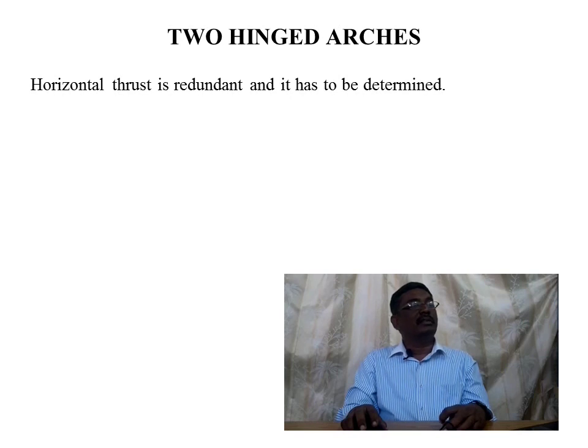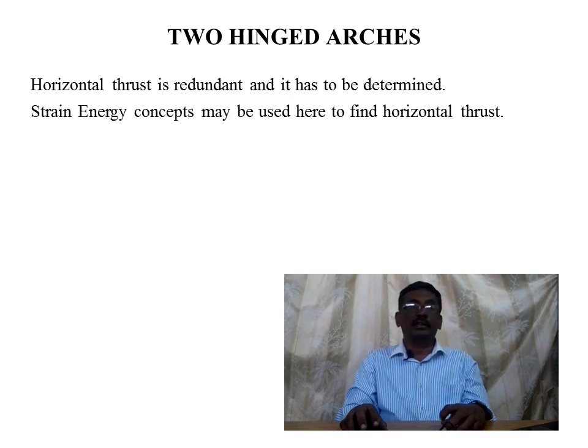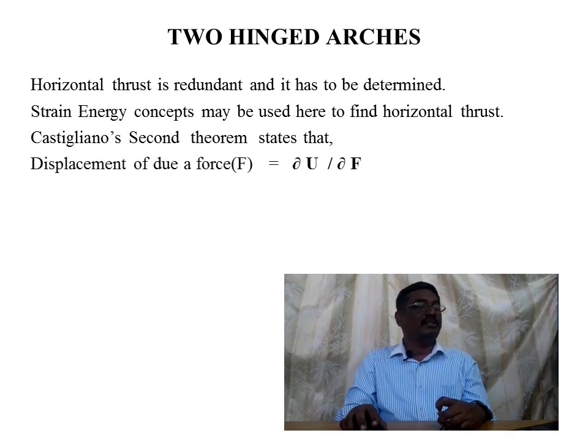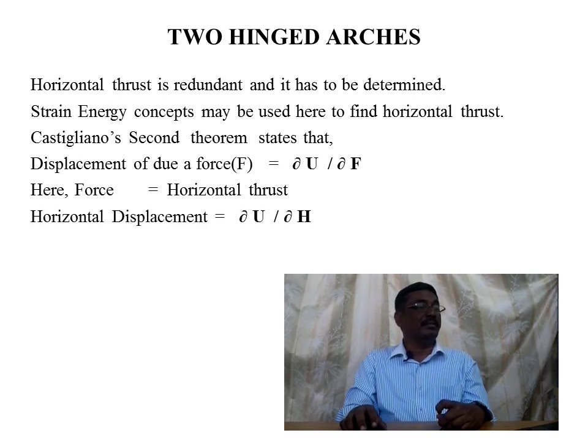In order to solve this kind of problem, strain energy concepts are used to find the unknown redundant force, that is, the horizontal thrust. According to Castigliano's second theorem, the displacement due to a force is given by the partial derivative of strain energy with respect to the force creating the displacement. Since the force here is the horizontal thrust, the unknown redundant force is the important thing to find to proceed with the problem.